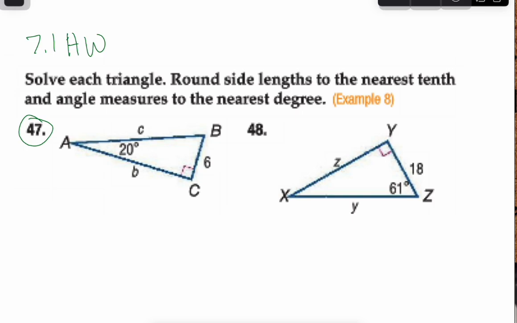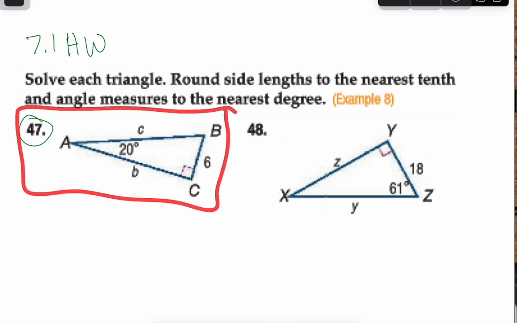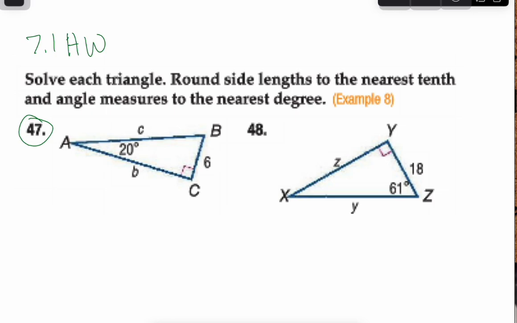To solve a triangle, you have to know the value of every side length, customarily to the nearest tenth, and every angle measure, usually to the nearest degree. So let's analyze what we know in problem 47. We know little a is 6. That's the only side that we know.